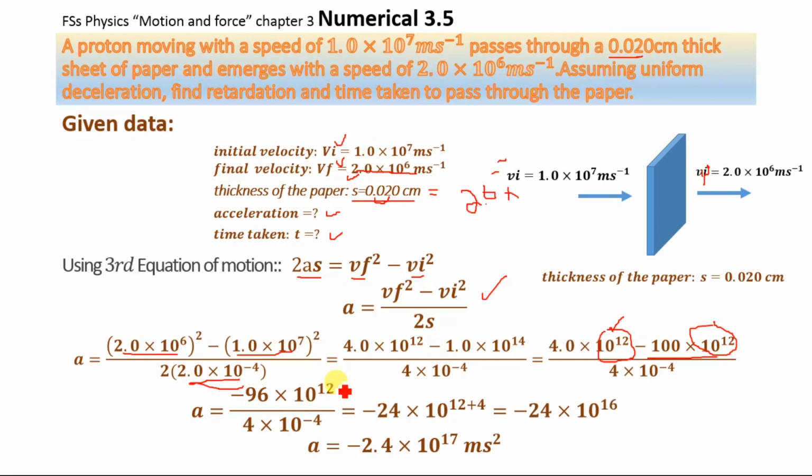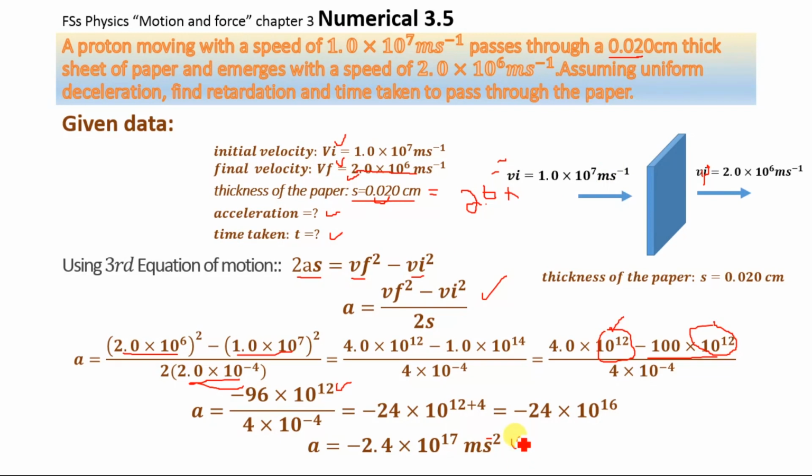Now further solving and simplifying, we will have acceleration a equal to minus 2.4 times 10 power 17 meter per second square. And this is the value of the acceleration, or the value of the deceleration. The negative sign means that the proton velocity decreased. The final velocity of the proton is less than the initial velocity.